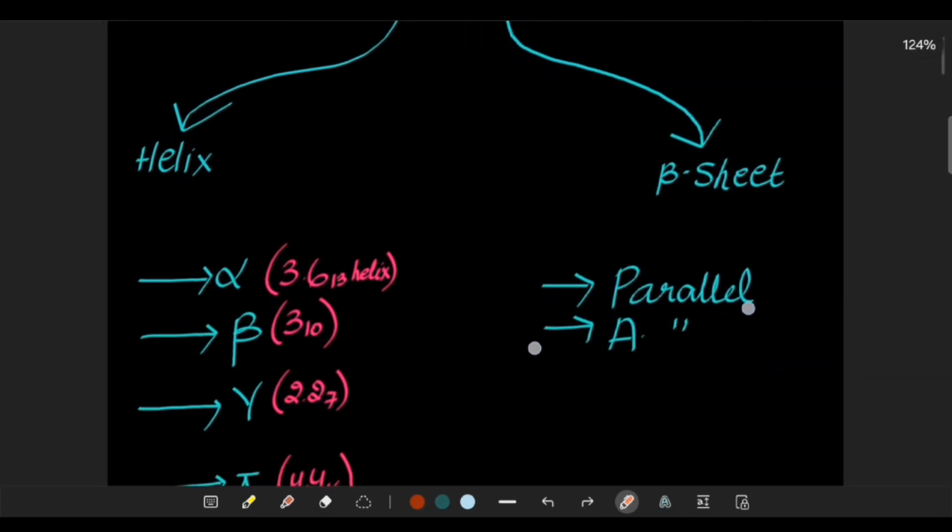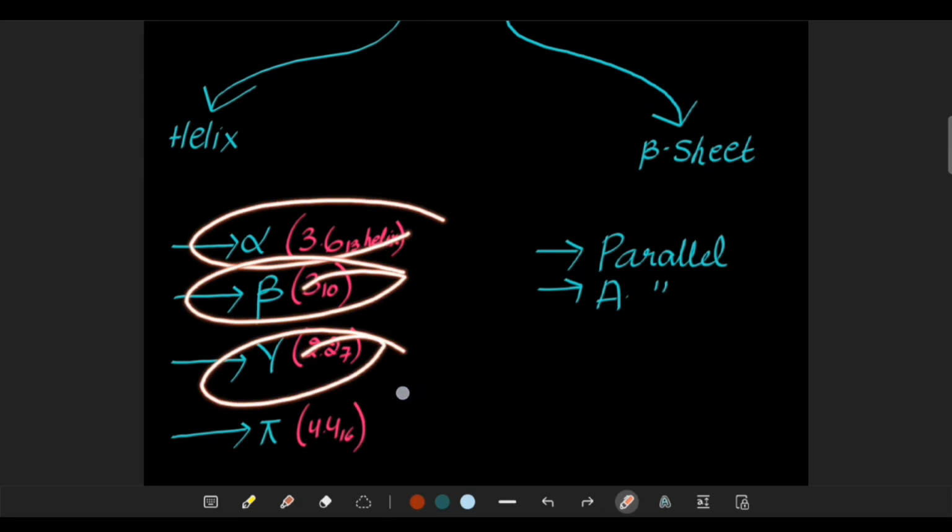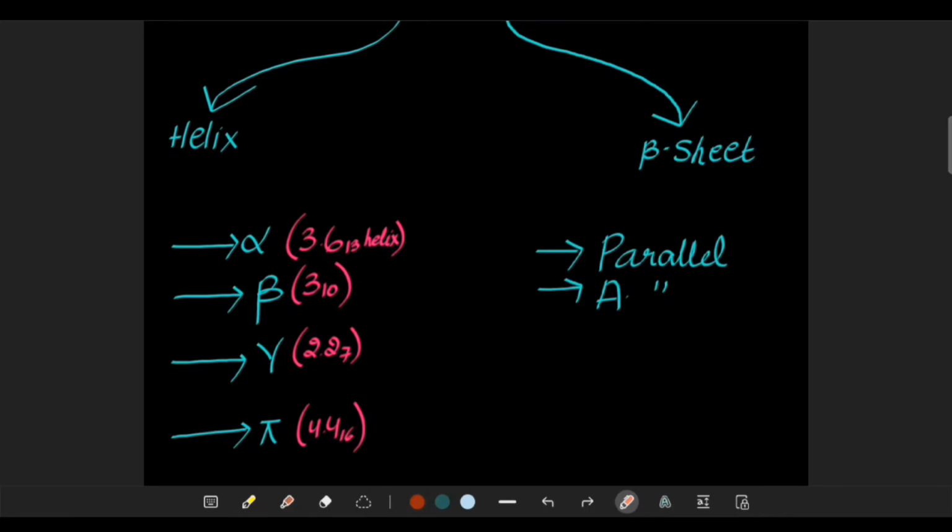And then in helix, as you can see over here, we have different types of helix present. We have an alpha helix, beta, we have gamma, and then we have pi helix. And then I'm going to tell you how I have written this 3.6, 310. I'm going to talk about this as well, so don't worry about it. And then in the beta sheet, we have parallel and anti-parallel. We're not going to deal with beta sheets in this video. We're going to talk specifically about helix. So let us jump to the first one, that is alpha helix.